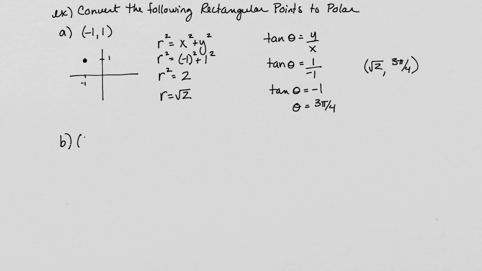B, 0 comma 2. If I recall, the r value is negative. Yeah, so if the r value is negative, generally, like in this problem, if I had root 2, 3 pi over 4, what I'm saying is go out a distance of root 2 and then rotate around 3 pi over 4, right? If your r is negative, you would go this distance, and then you still could either rotate positive or rotate negative.